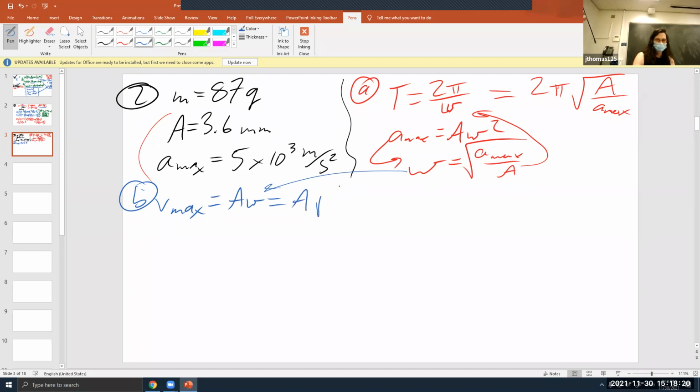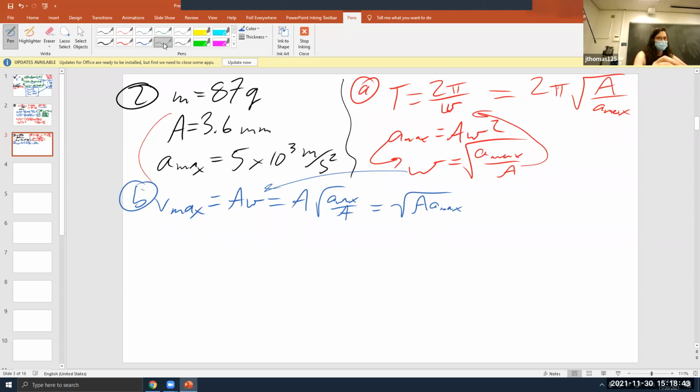I have A times square root of A max over big A. If you'd like to simplify that a little bit, that's just square root of big A times A max. Again, two equations used together. Notice how we use one with frequency, one with the amplitudes. Kind of get the idea here.